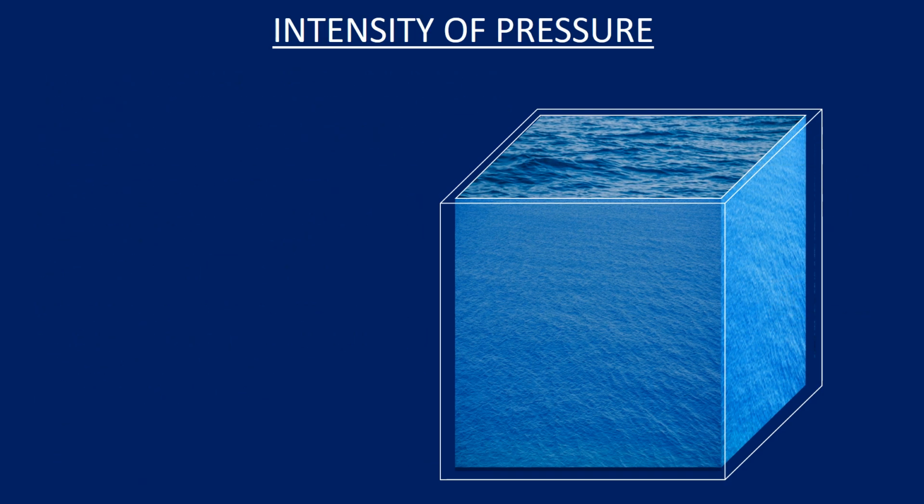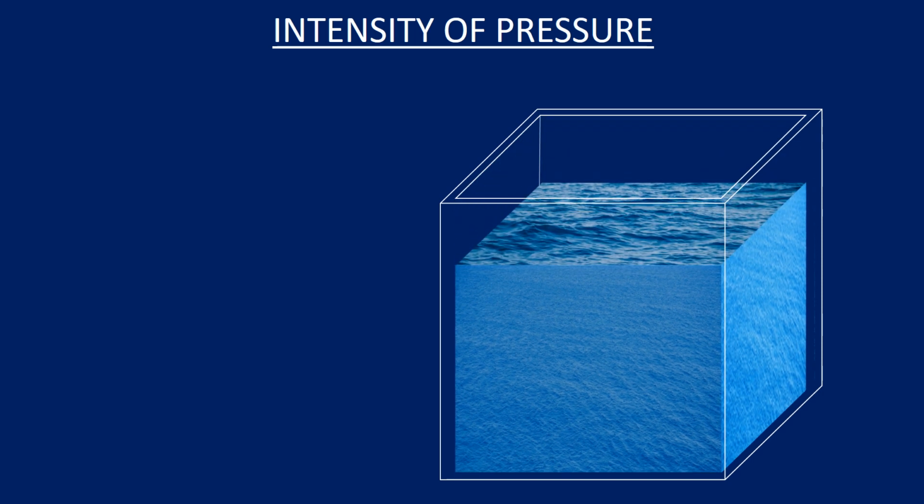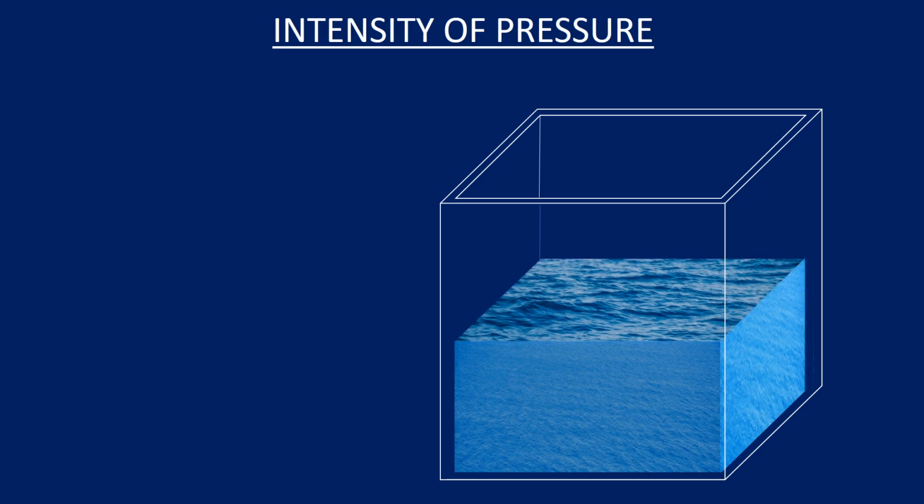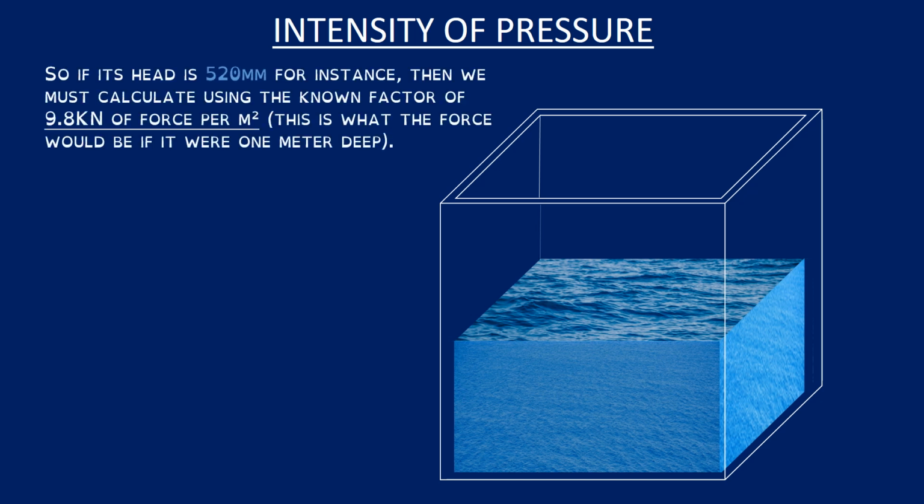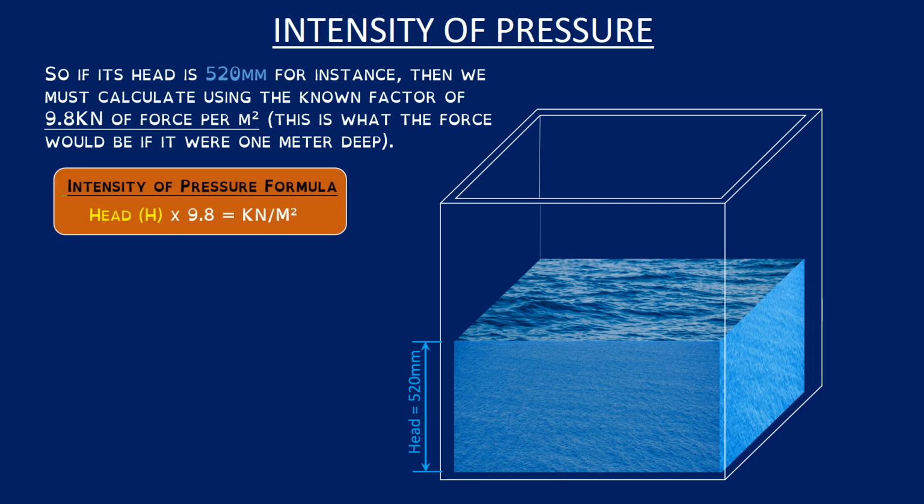Here we're going to reduce the depth or head of this tank from a meter down to 520 millimeters as animated here now. So if its head is, for example, 520 millimeters, then we must calculate using the known factor that we've already discussed, which is that 9.8 kilonewtons of force comes to bear on a square meter. And that's the force that would be coming on it if it were 1 meter deep. So there's the formula again that we will need to be able to apply, shown with an orange background.